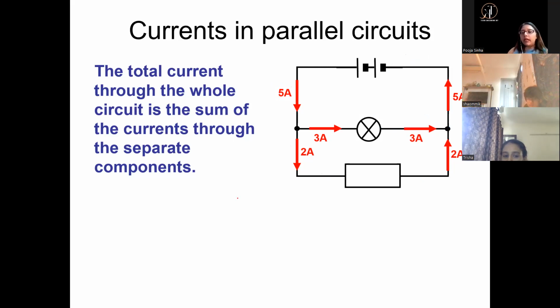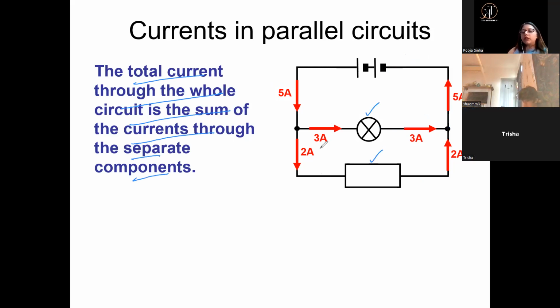So can I say that the total current through the whole circuit is the sum of the currents through the separate components? There is one component here, there is another component here. The current through this one plus the current through that one, the total current will be the total of that. Correct? Any confusions in this? No.